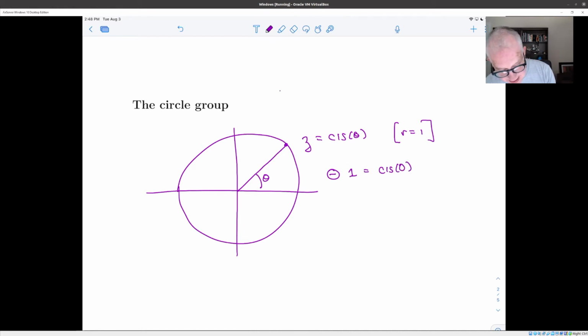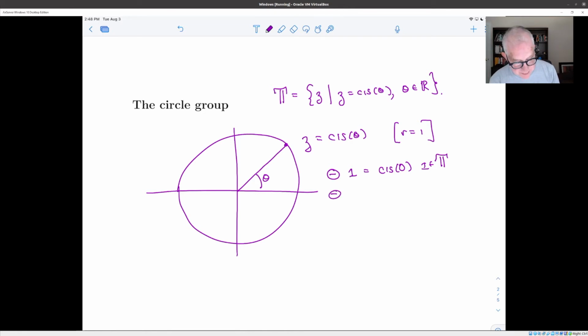So let's let T, I think the book calls it T, be the collection of complex numbers z such that z equals cis theta for some angle theta in the real numbers. And that's called the circle group. So 1 is cis of 0, so 1 is in the circle group, and we have to check that every element... well, I won't check that the multiplication is associative. It's just multiplication of complex numbers. That's associative.